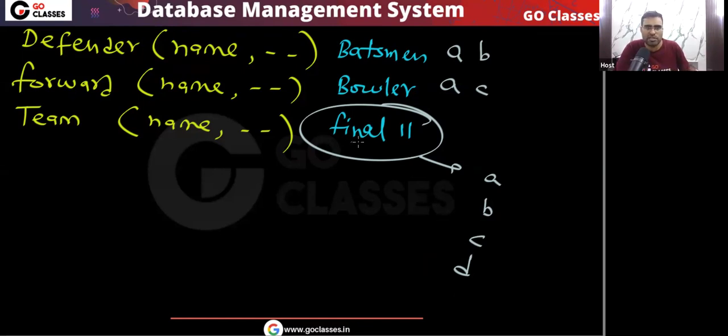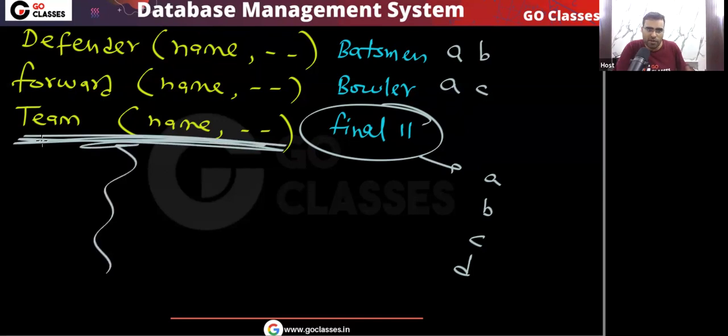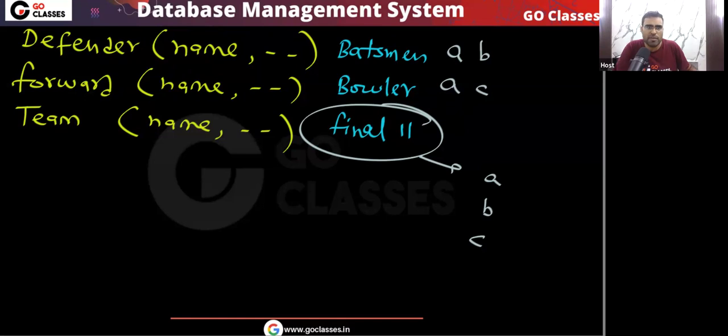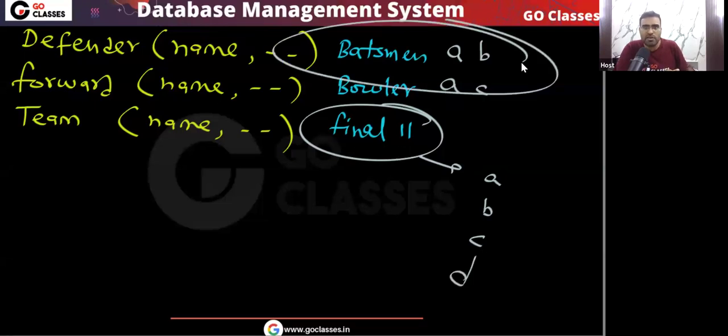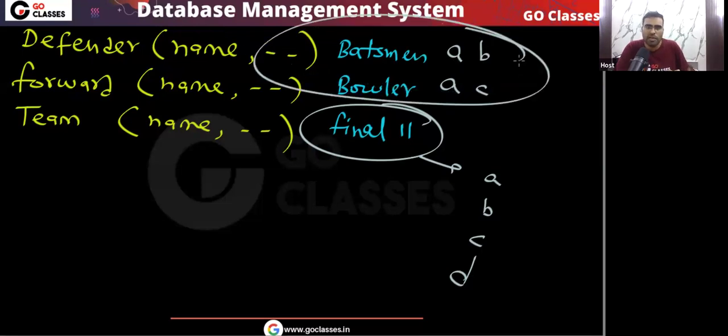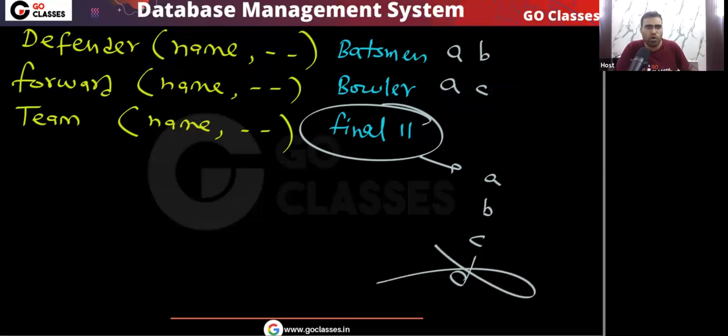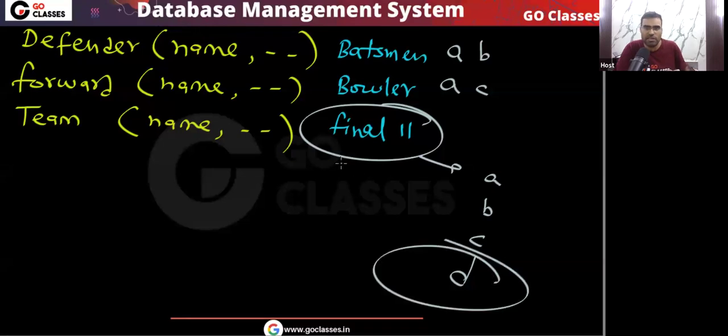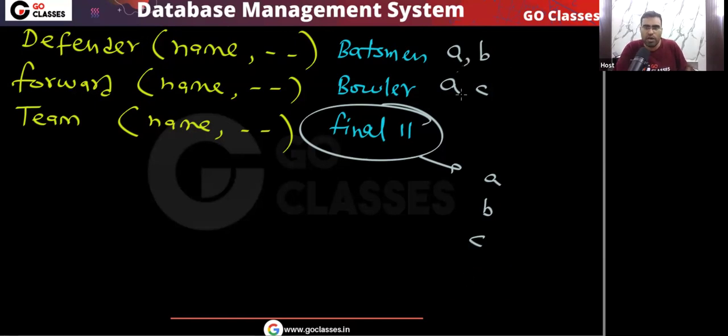So this is what the question is saying: everyone who is here should be either here or here. Is the question clear? Please tell me. This type of situation we do not want, that you have someone in the final team who is neither bowler nor batsman. Means if you have someone in the team, then that should be either batsman or bowler or both. Very simple. I hope this point is clear to everyone.